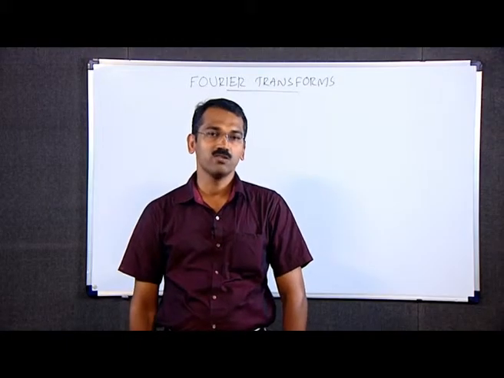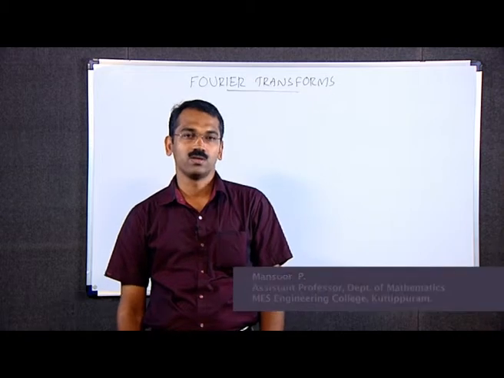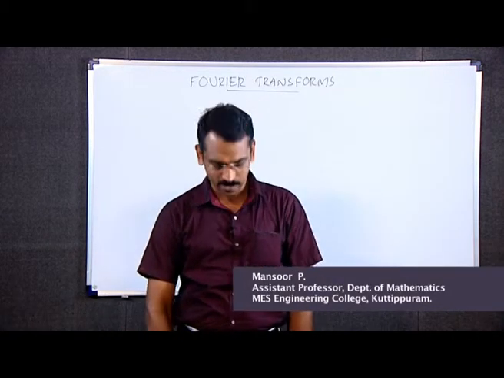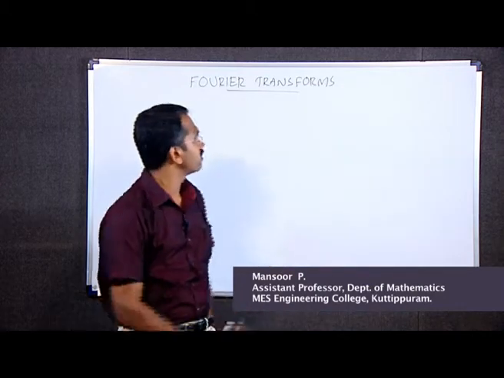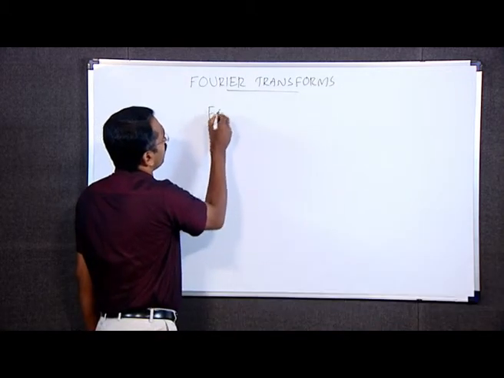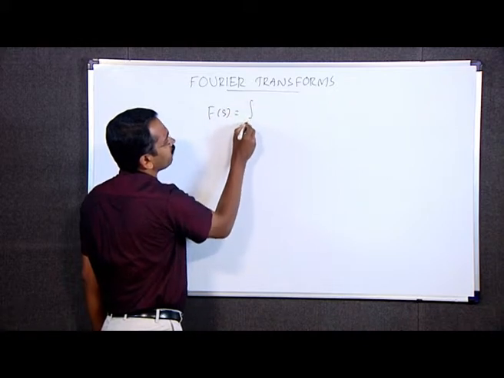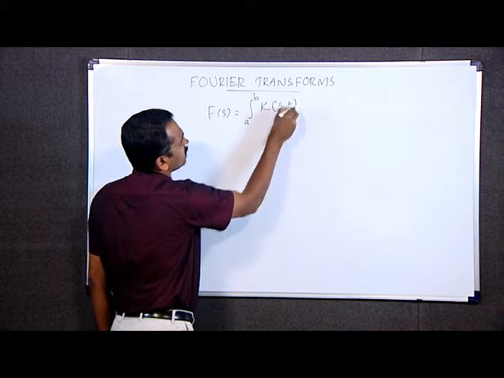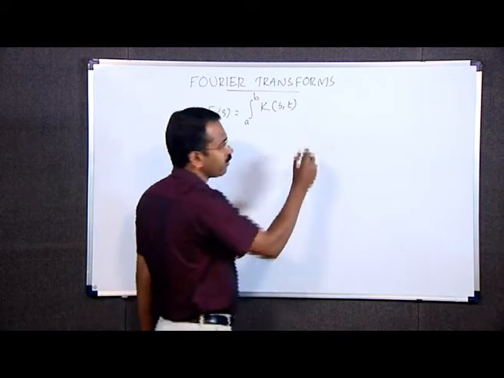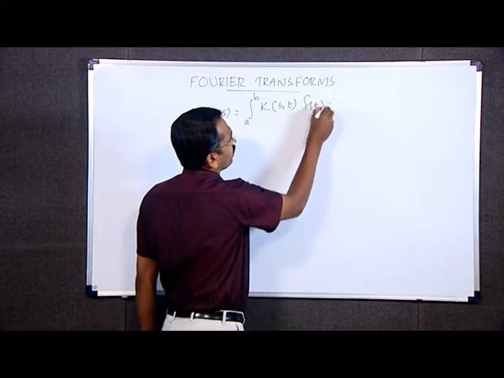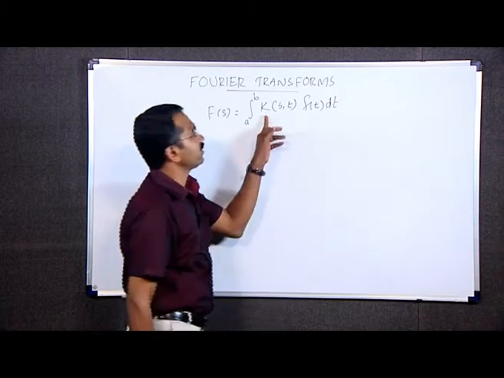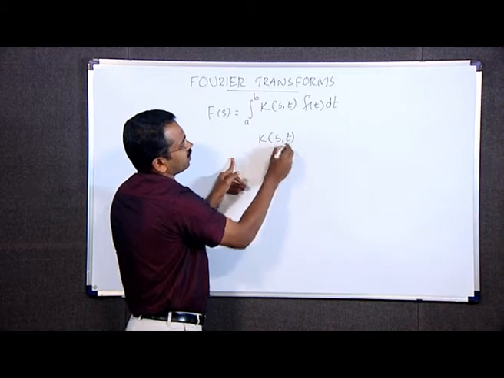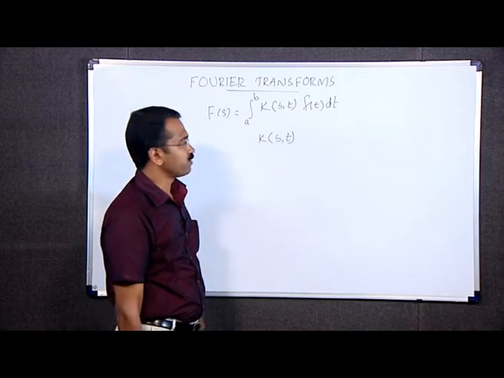Welcome to this session on Fourier transforms. An integral transform of a given function f of t is defined as f of s is equal to integral from a to b k of s comma t into f of t dt, where k of s comma t is called the kernel of the integral transform.